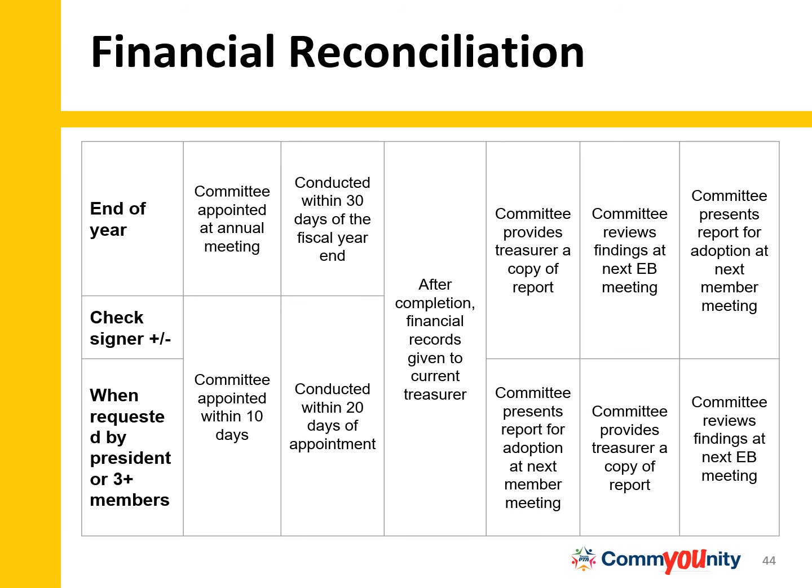A member of the committee then presents the financial reconciliation report for adoption by a majority vote at the next regular membership meeting. For a financial reconciliation deemed necessary by the president or 3 or more members, following the conclusion of the financial reconciliation, a member of the committee presents their report for adoption by a majority vote at the next regular membership meeting. The secretary includes the report as an attachment to the meeting minutes and provides the current treasurer with a copy. Then, the committee reviews the findings and recommendations noted on the report at the next executive board meeting following the presentation of the report to the membership.